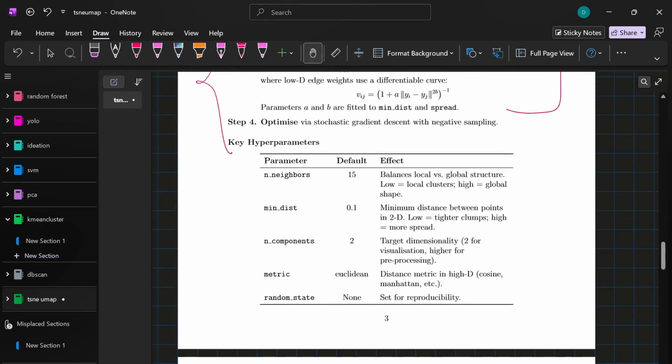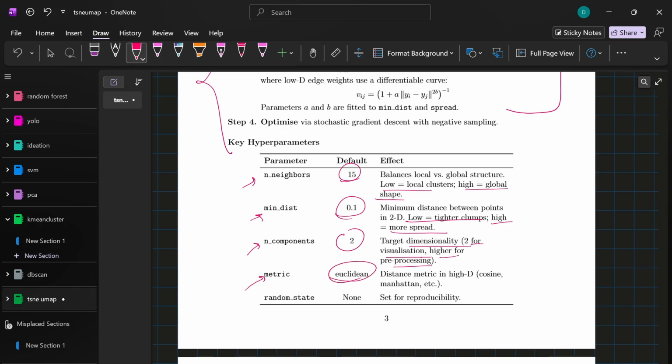The main hyperparameters to know are, first, n_neighbors, default 15: low equals local clusters, high equals global shape. Second, min_dist, default 0.1: low equals compact clumps, high equals more spread out. Third is n_components, default 2, the target dimension; set it higher for preprocessing. Fourth is metric, default Euclidean; swap to cosine for text embeddings.